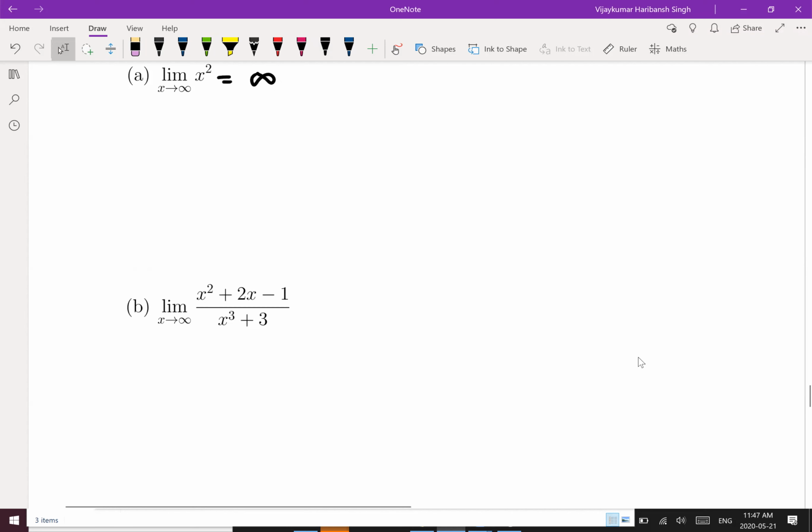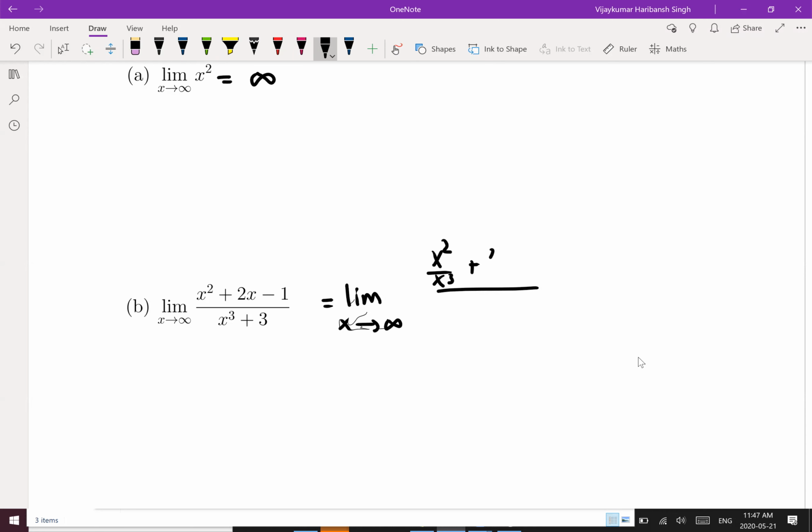Now, what about this case? As x goes to infinity, we'll divide by the highest power of x, the highest power of the denominator. Why? Because it is easier to keep the denominator simple. So as x goes to infinity, divide top and bottom by x cubed: x squared by x cubed plus 2x by x cubed minus 1 by x cubed, over x cubed by x cubed plus 3 by x cubed.